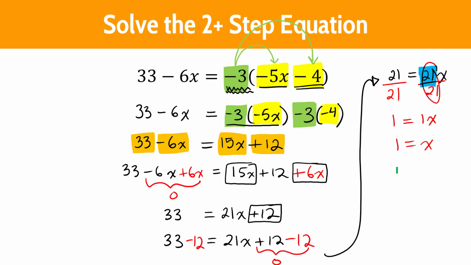Normally, x is usually written on the left-hand side, so I could say x is equal to 1. 1 equals x, x equals 1. The order of those things doesn't matter because they're equal to each other, so I could just flop them right at the end.